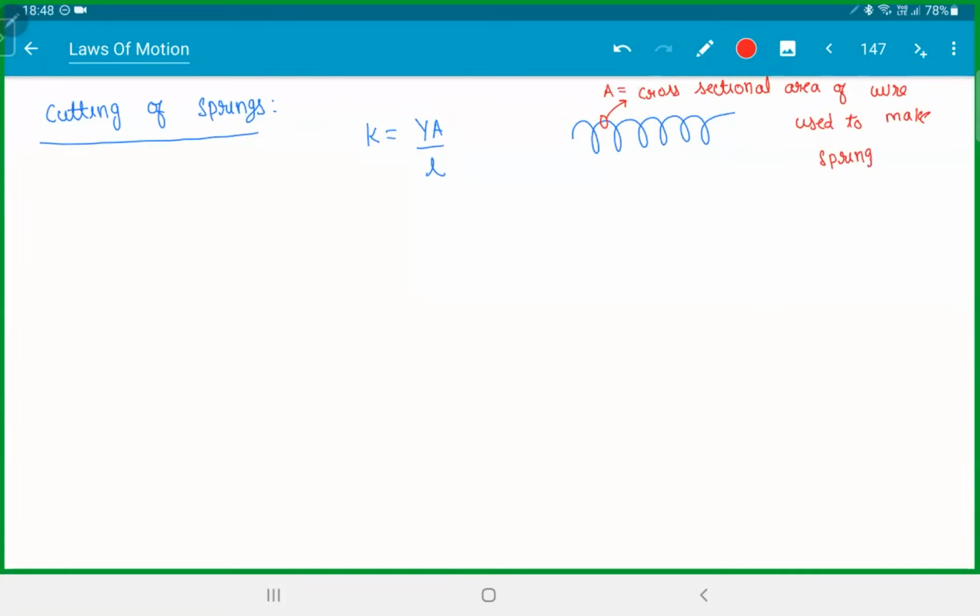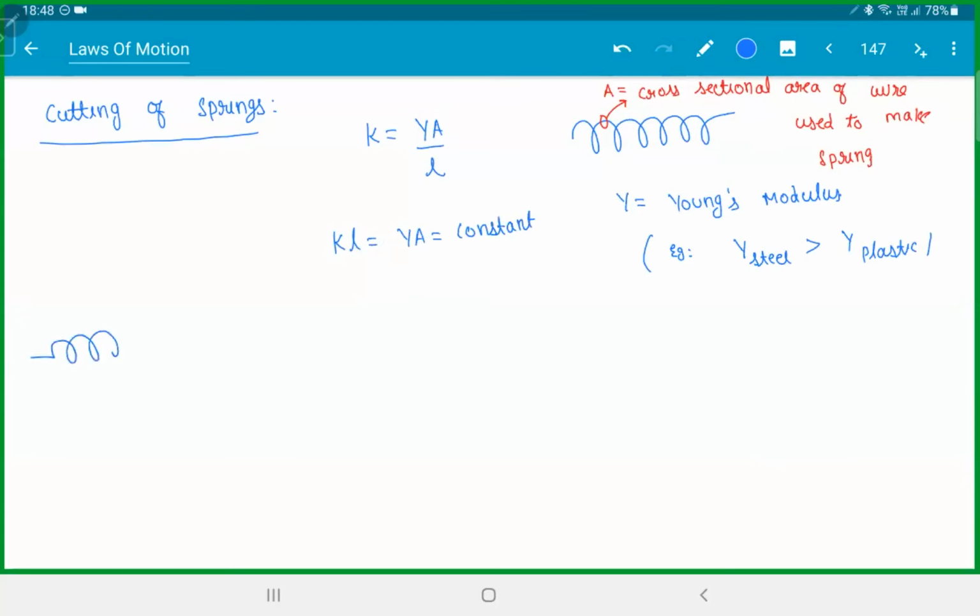That is your A. Y is called Young's modulus. Let's not worry about it. It tells you how strong the material is. Example, Y of steel is greater than Y of plastic. L is length. So whenever you cut a spring, the material won't change, the area won't change. Agreed? So K into L will be Y into A, which is constant. So whenever you cut a spring, the spring constant increases.